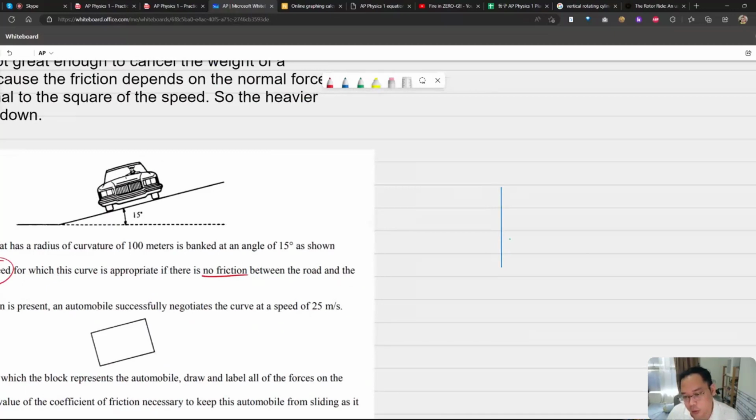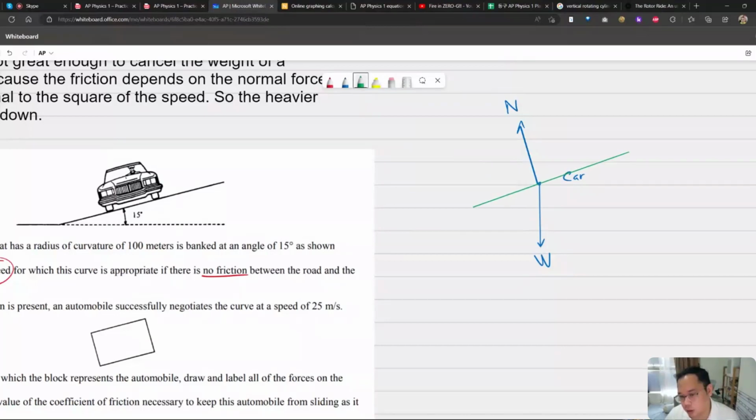So the first force is the weight. This is the car, free body diagram. Okay, the weight, and the normal force perpendicular to the surface. This is the normal force. Let me draw the surface here. Okay, this is the road.